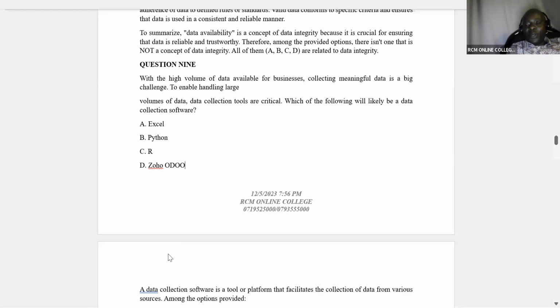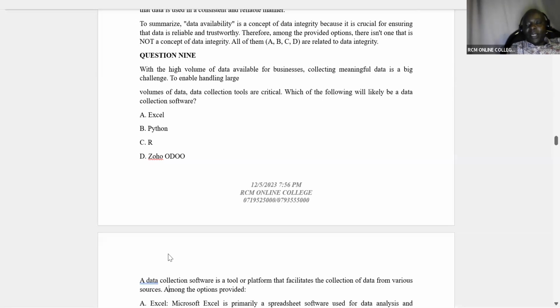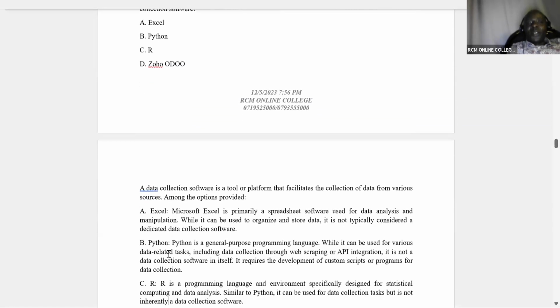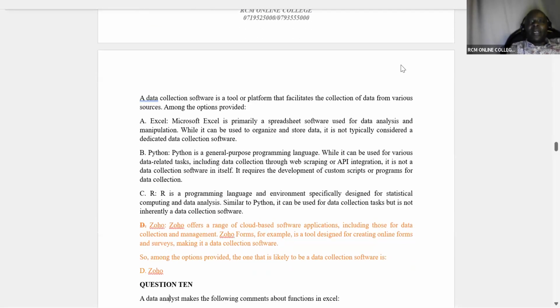It's important that we go through these answers. So we are told, ladies and gentlemen, here that a data collection software is a tool or platform that facilitates the collection of data from various sources. Among the options provided, Microsoft Excel is primarily a spreadsheet software used for data analysis and manipulation. You can change data the way you wish.